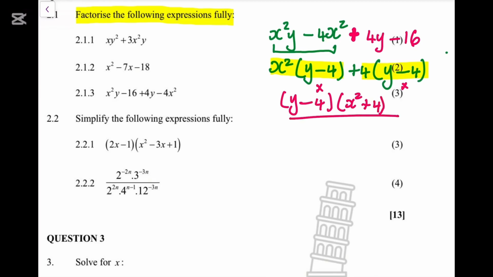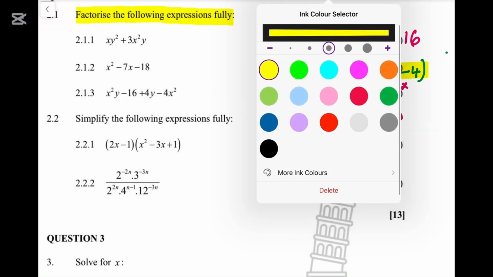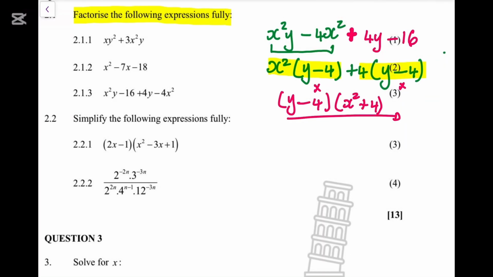So we have factorized fully, because there is nothing we can do with this one now. And this is a sum of 2 squares. So the sum of 2 squares cannot be factorized. And then let me move to the next one.